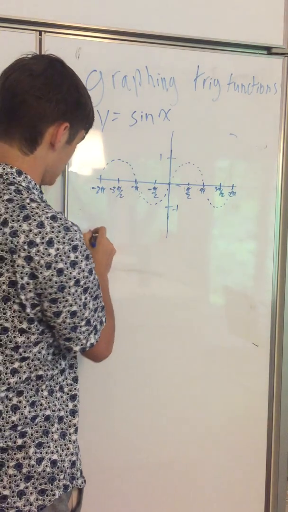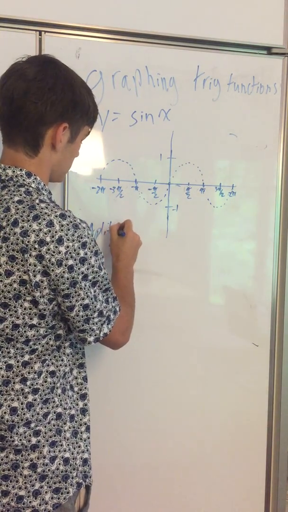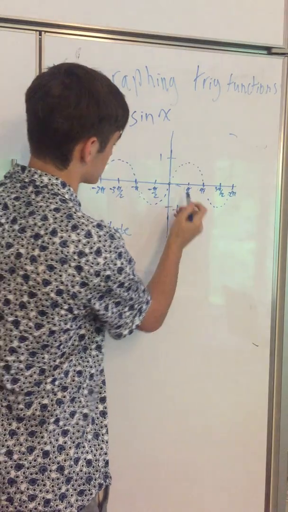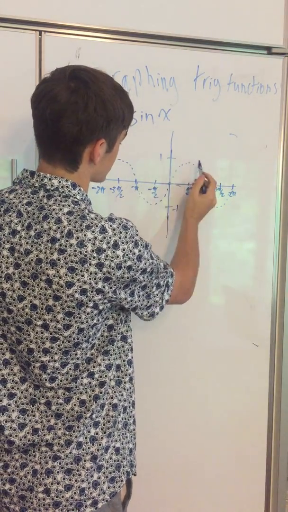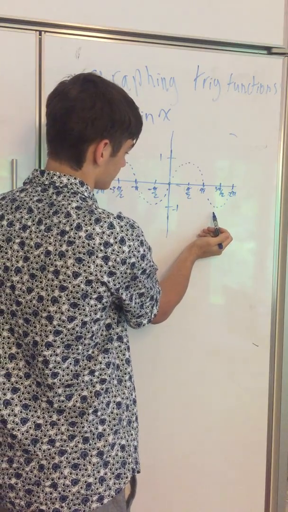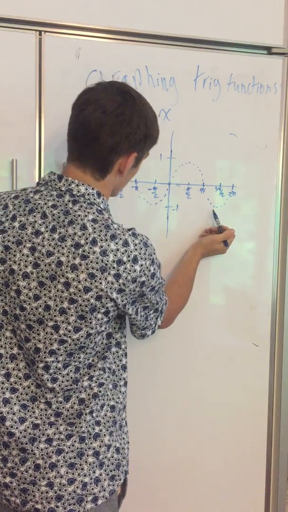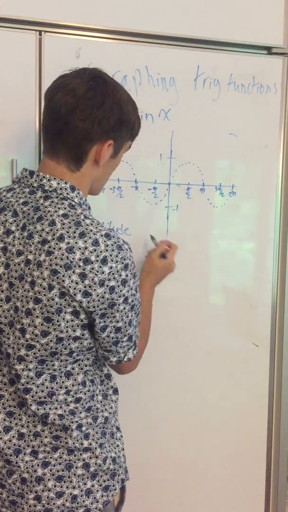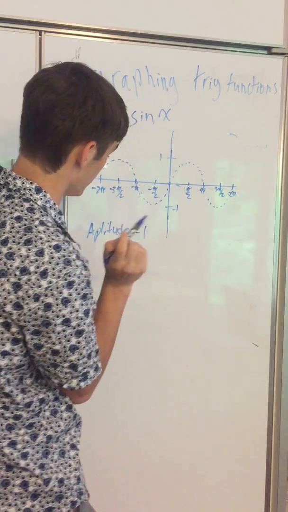The first one is the amplitude. The amplitude is the max and min height that the graph reaches. So this graph has an amplitude of 1.